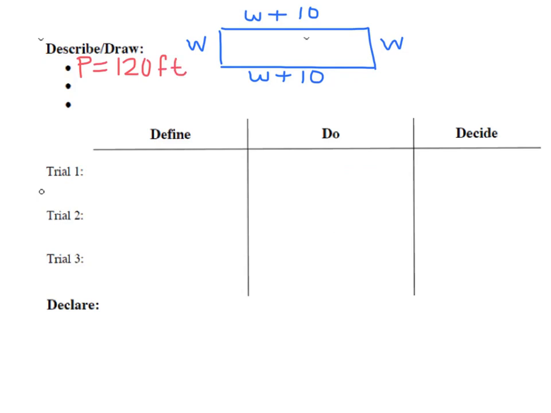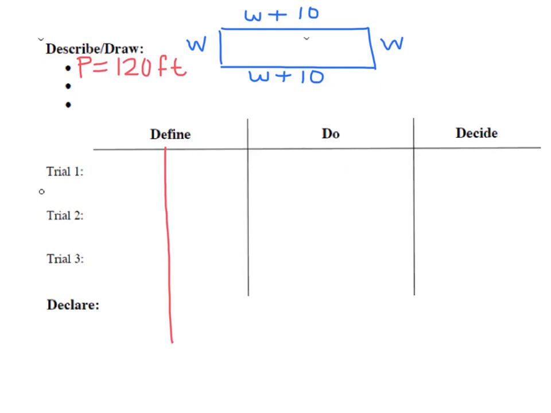Okay, once you have your picture drawn and your important information written down, now you're going to come down to this table. The very first thing you need to do is come to this define spot. So here's what you are going to put in this column. You need to think, how many things am I trying to find? Well, I'm trying to find the width and the length. So in this area, I'm going to split this into 2 spots. I'm going to draw a line right down the middle. I split it into 2 spots.